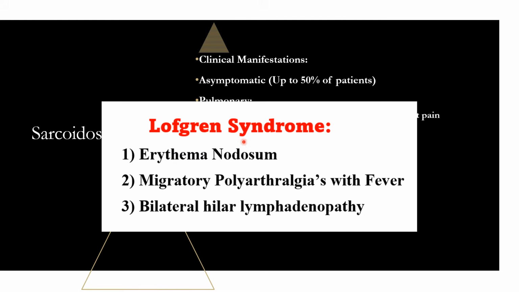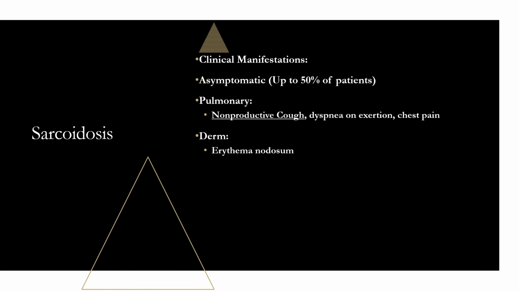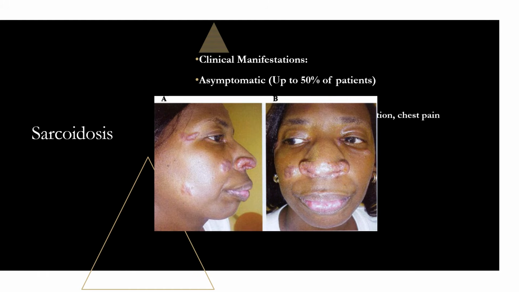So erythema nodosum by itself isn't very specific to sarcoidosis. It can be found in a number of other things, but combined in this triad here, very specific. So Lofgren syndrome, again, is those three components. Now, a more specific dermatologic finding, in fact, this is pathognomonic for sarcoidosis, is something known as lupus pernio. So this is what it looks like.